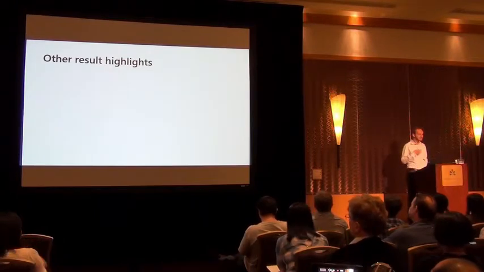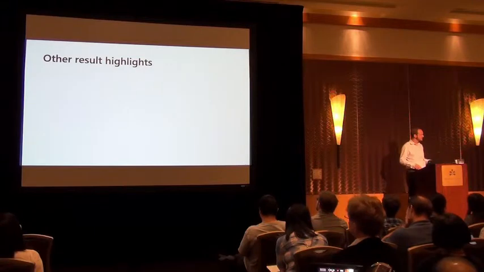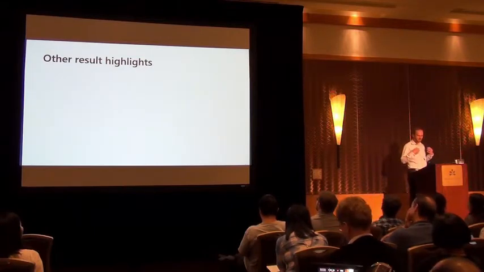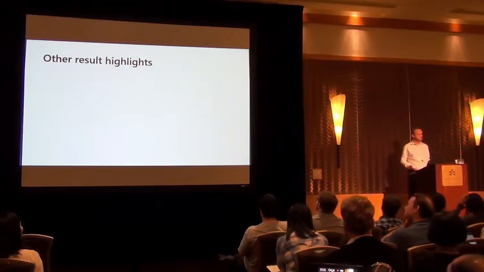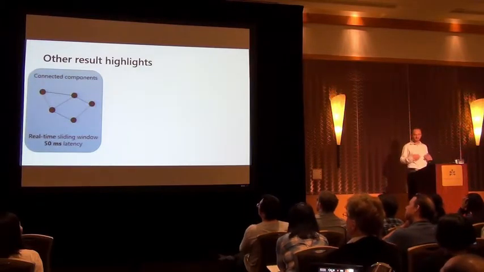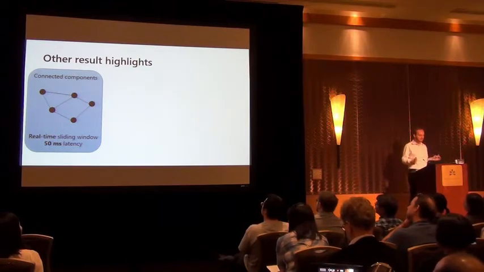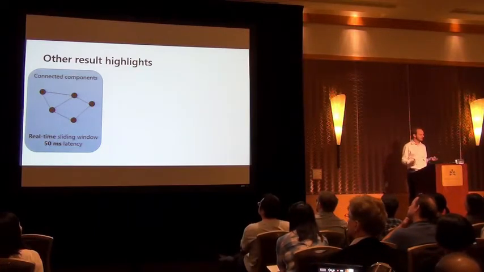So for example, we've looked at some streaming algorithms on the Twitter mention graph. And that's, as we heard, I think, a couple of talks ago, the graph formed by the @mentions and retweets in the Twitter firehose. So Naiad can compute a 24-hour sliding window of the connected components in that graph and maintain it in real time with 50 millisecond latency.